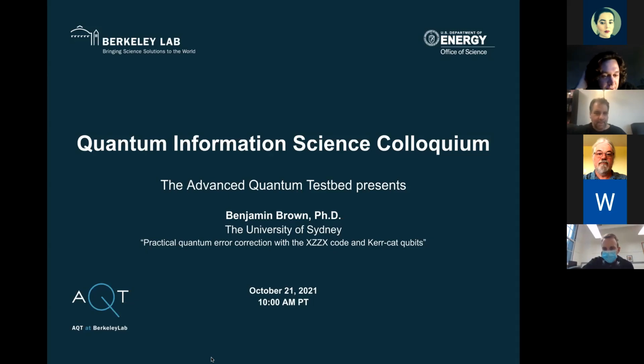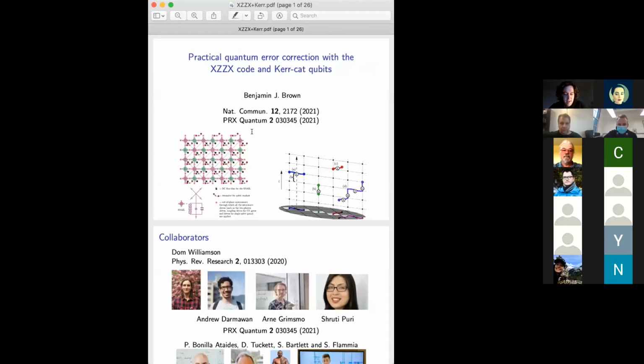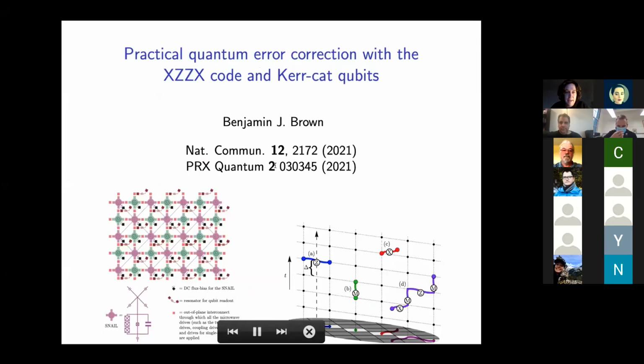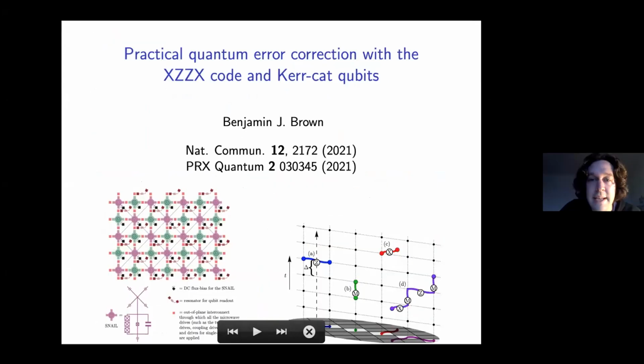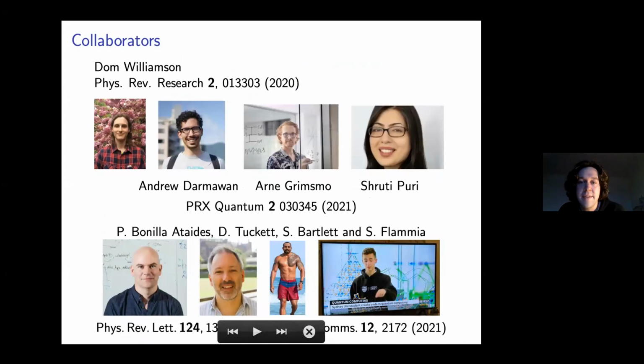Okay, thank you very much. Let me put my slides up. Okay, so this is my work. Well, it's not just my work. I'm going to give my talk on practical quantum error correction with the XZZX code and Kerr-cat qubits. So this is actually a culmination of a lot of projects.